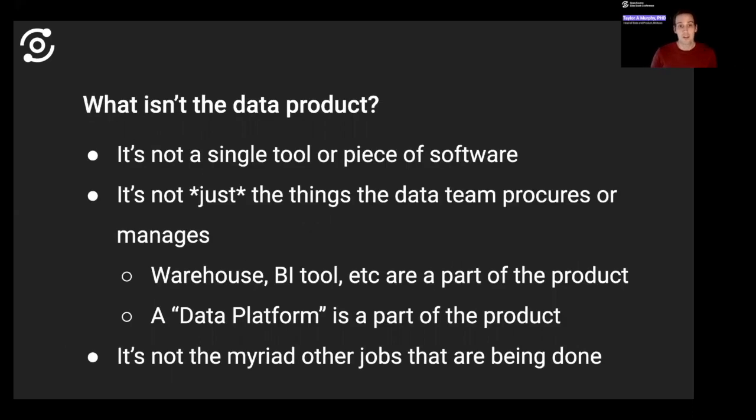Now, what isn't part of the data product? Well, one thing that isn't part of the data product is individual pieces, in that the individual piece is not the data product in itself. You can't look at your data warehouse and say, this is my data product. That's not it. The warehouse, the BI tool, the data platform, they're all part of the product. The main thing that's not part of the product is the myriad other jobs that your colleagues are doing within your organization, whether it's talking to customers or responding to support tickets. They may generate data that winds up as part of your data product, but those jobs in themselves are not part of the data product.